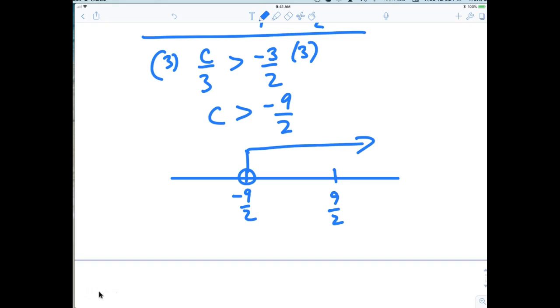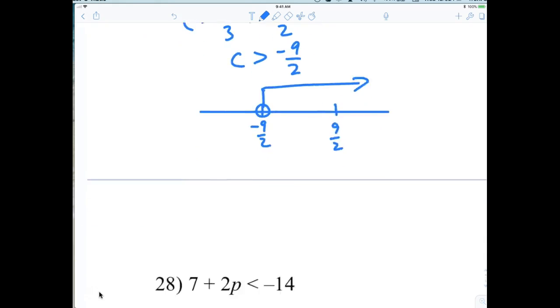Three times 3. Because I was undoing division. That says C divided by 3. So to undo divided by 3, I have to multiply by 3. All right. Here we go.